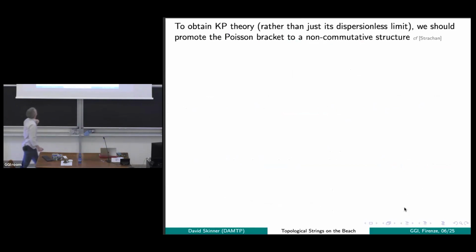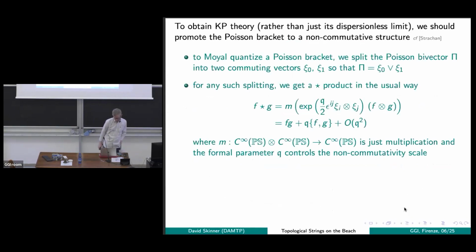Now, to attain the KP equation, rather than just its dispersionless limit, we don't actually just want the Poisson bracket, rather we want to Moyal quantize this Poisson bracket, following ideas and suggestions of Ian Strawn. And how do we quantize a Poisson bracket?